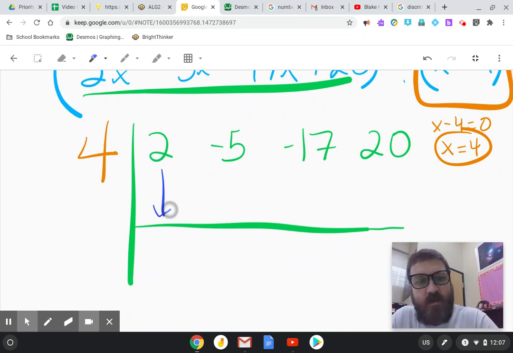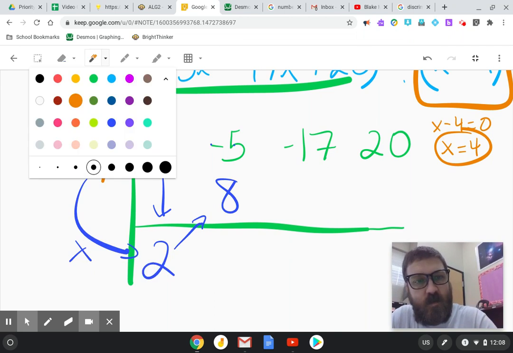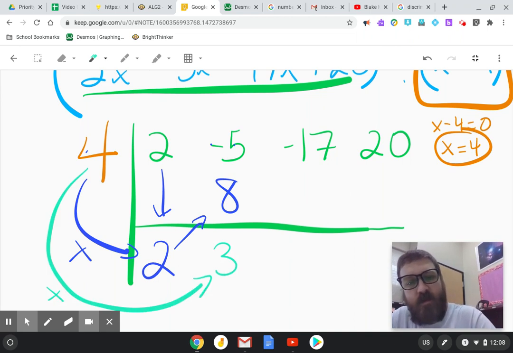I move down the 2. I multiply 4 times 2, and I rewrite that answer here. Then I add down. So 4 times 2 is 8. -5 plus 8 is 3. Then I do 4 times 3, which is 12.